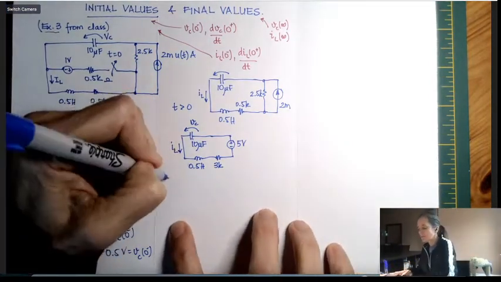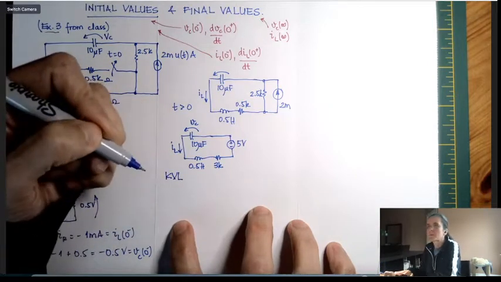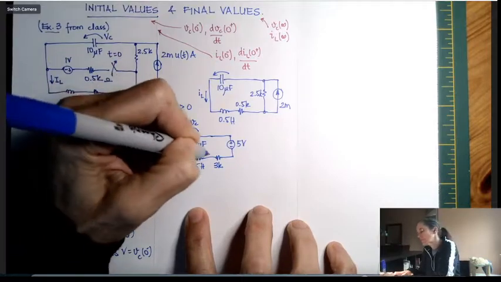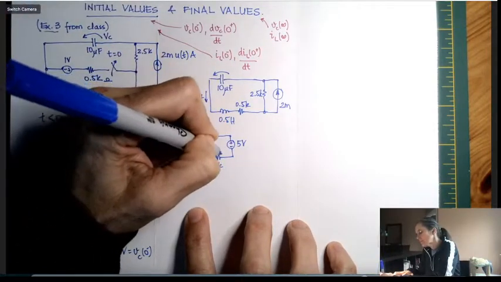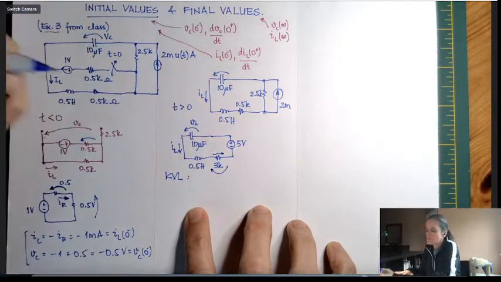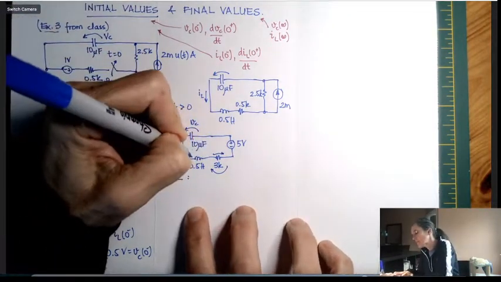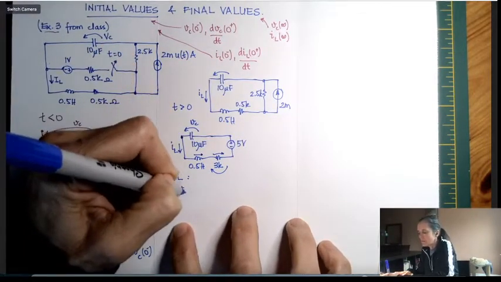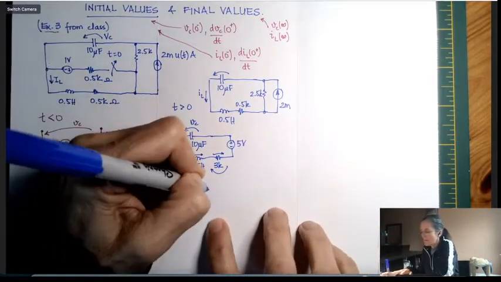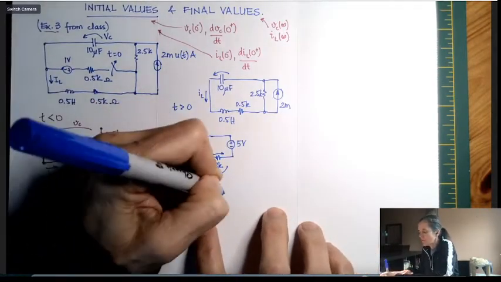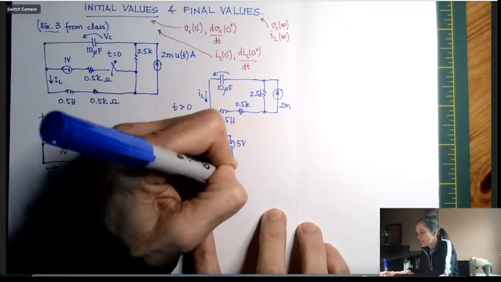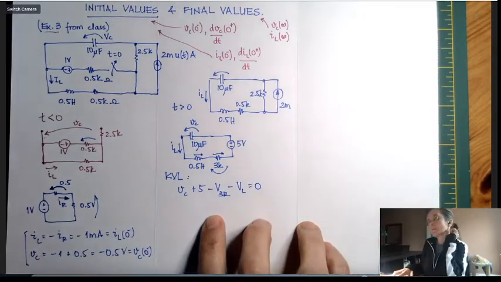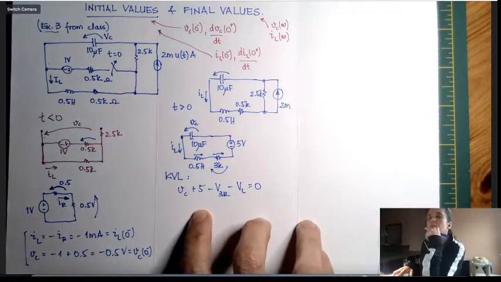Now I'm going to do KVL on that single loop here that I have. And I'm going to use this IL direction. So this is the IL through the 3 kilo ohms, so I'm going to use this voltage drop this way. Same thing here with the IL. So I'm going to start here: VC plus 5 minus the voltage on the 3 kilo ohms minus the voltage across the inductor equals 0. So hopefully everybody remembers how to do KVL. The sum around the whole loop of the voltage drops equals 0.